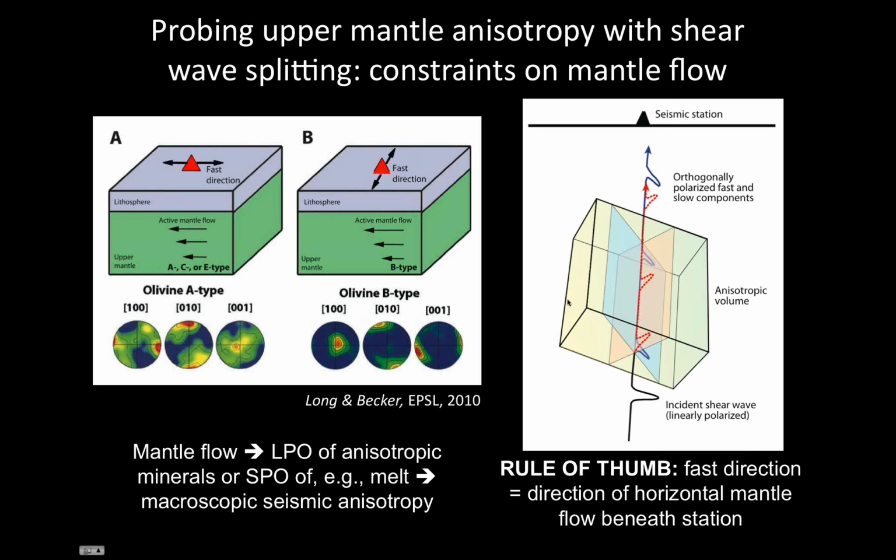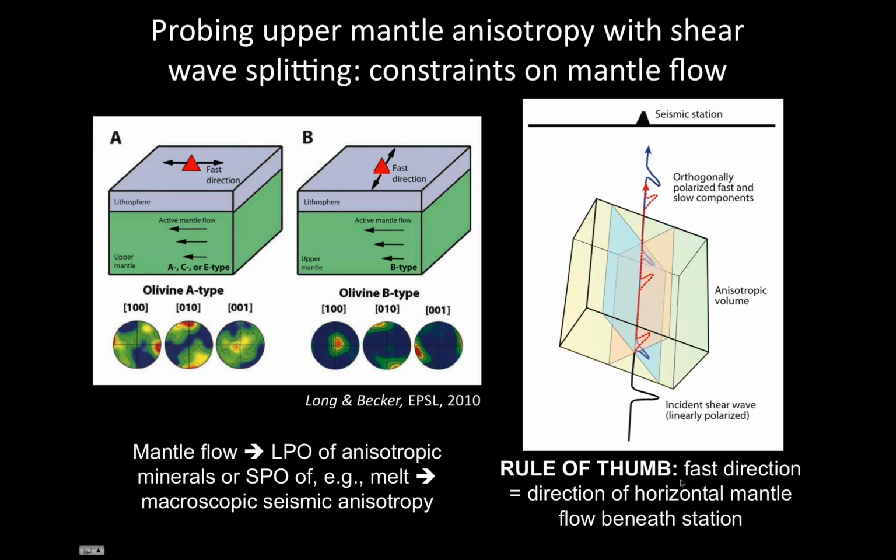And the idea looking at shear wave splitting, which is one of the observables that I'm going to talk about, is you have an incident shear wave that has some kind of initial linear polarization. It's traveling nearly vertically through the upper mantle beneath the station. It hits the anisotropic volume, and it's split into fast and slow components. So the direction of the fast polarization is telling you something about the geometry of the anisotropy, and in turn about the direction of mantle flow. And then the time delay between fast and slow is telling you something about the strength of anisotropy.